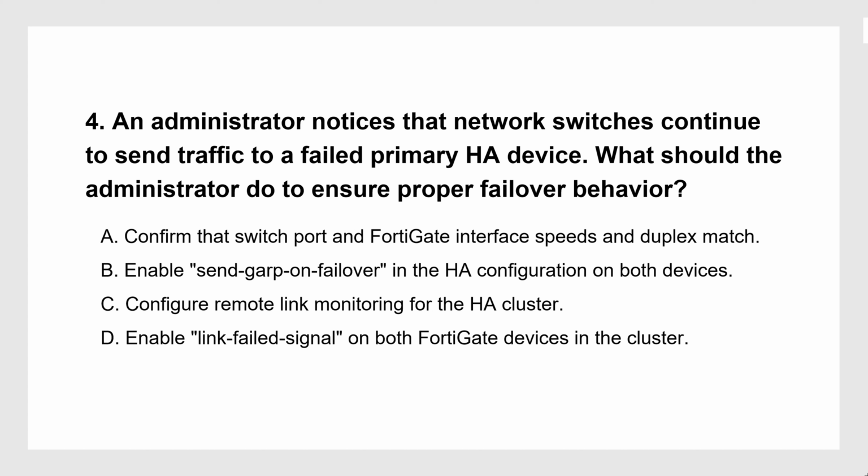So the correct answer is: when the primary HA device fails, switches need to know where to send traffic. The send GARP on failover setting makes the new active device broadcast GARP packets, updating the switches so they direct traffic to the right place.